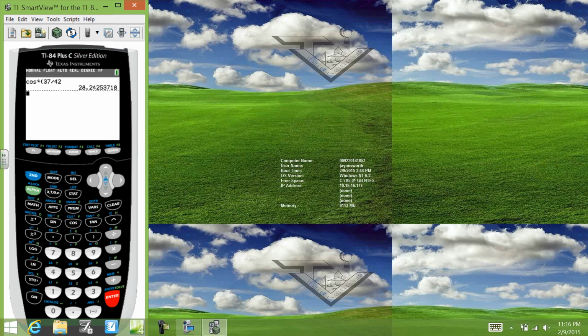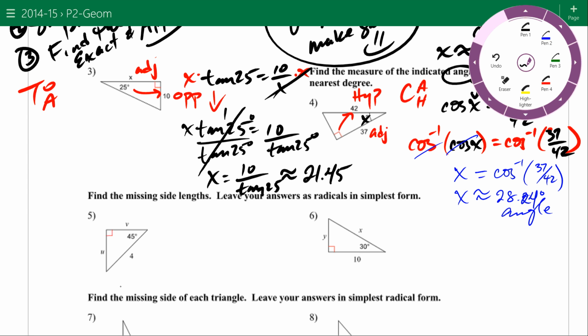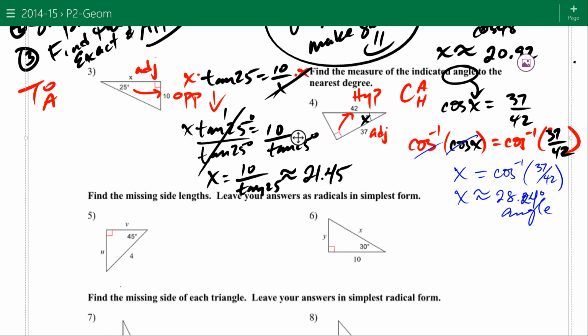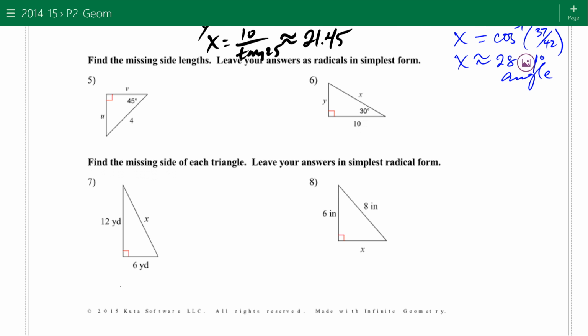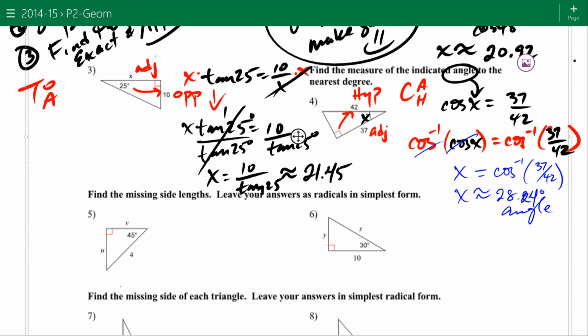Okay, 28.24. Let's bring that in. 28.24 degrees. Okay, and it's a small angle here in the diagram, and I got a small angle. And again, it's an angle, so I put a degree symbol on it. So once again, you guys just have to remember to do it all step by step: set it up, show process, show the answer. It's a three-step process that I'm looking for.